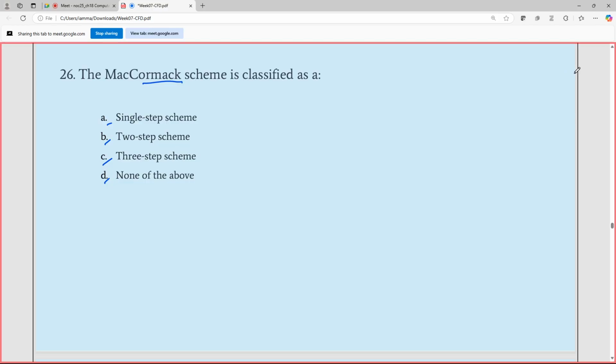We have already discussed that the McCormack scheme has two steps: predictor and corrector. So it is having two steps. So the answer is option B, a two-step scheme.